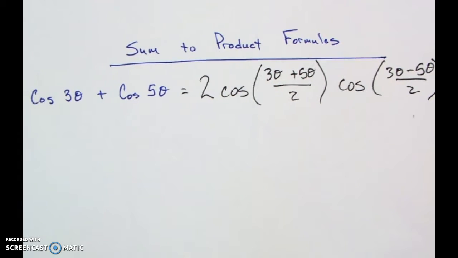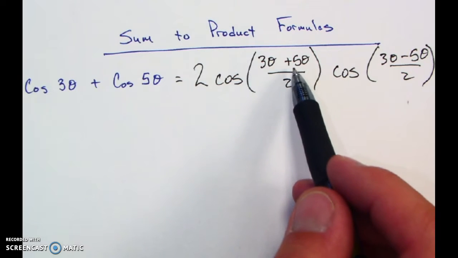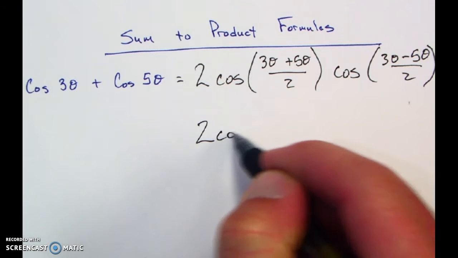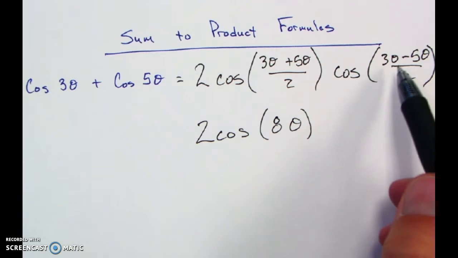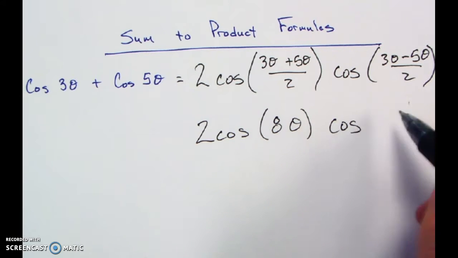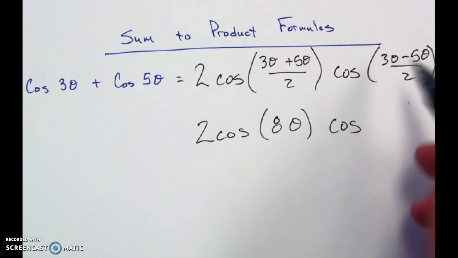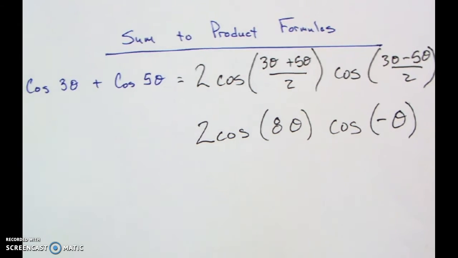And so again, simplifying here, I can take a 3 theta plus 5 theta, that would be 8, and divide that by 2. So we have 2 cosine of 8 theta. And then over here we have 3 minus 5, so that's a negative 2 divided by 2. So 2 divided by 2 is 1, but remember that was a negative. So now we're saying it's a negative theta.